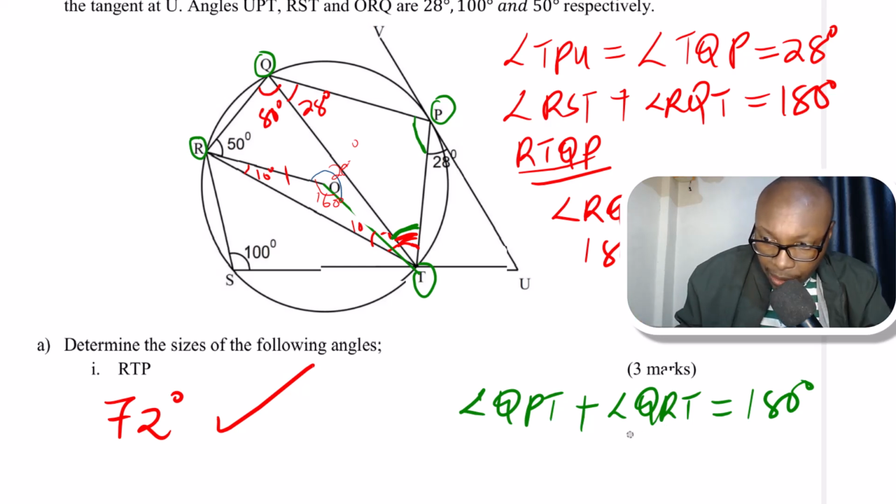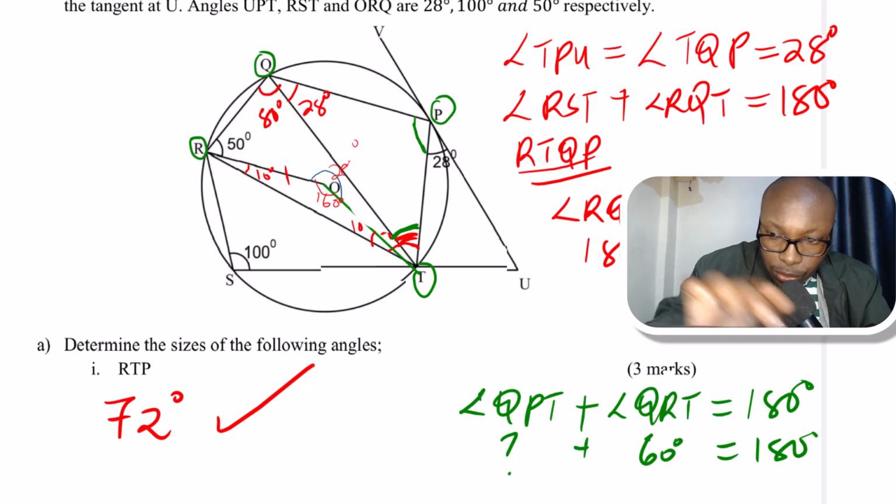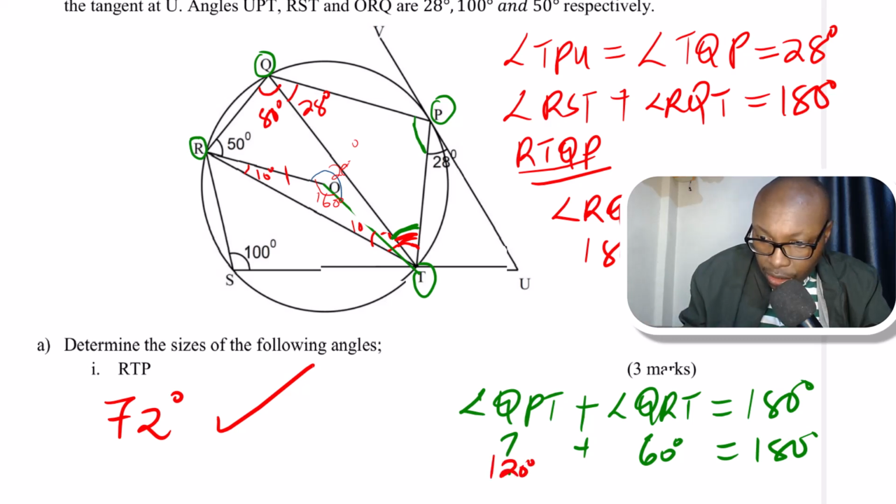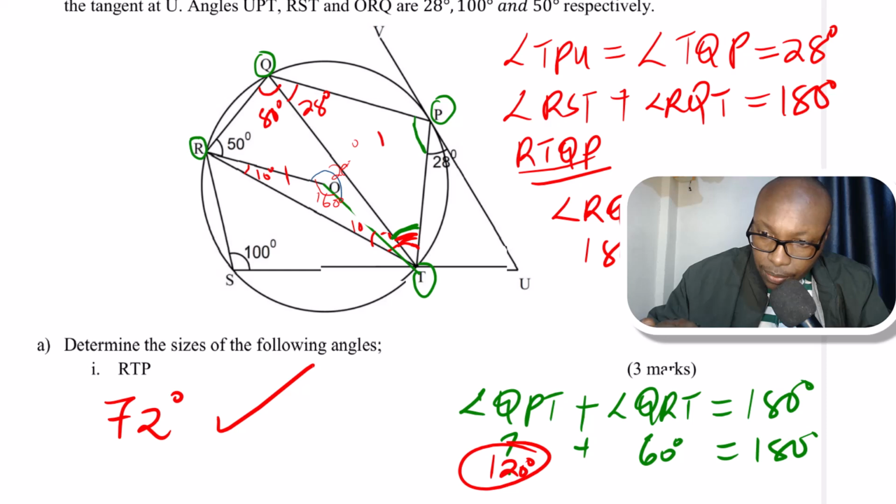So those two angles, and you have this angle QRT. QRT is 50 plus 10, that would be 60 degrees, and that tells us that we'll be able to get this angle. Angle QPT should be 120 degrees. So this angle here should be 120 degrees.